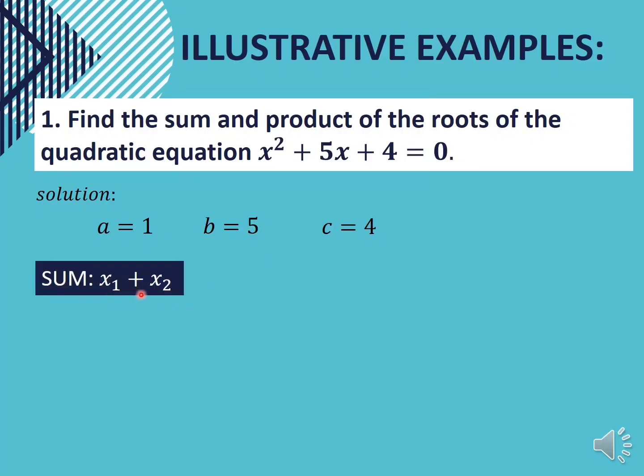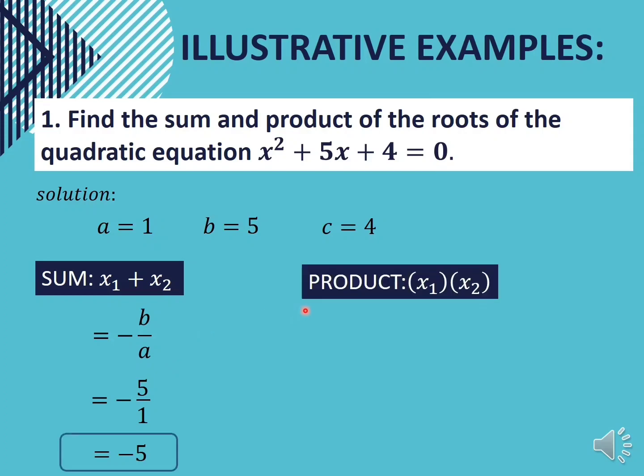Okay? Now, let us find the sum. The sum is equal to x sub 1 plus x sub 2, which has the formula of negative b over a. So, substitute lang natin. That is negative. What is b? We have 5. What is a? We have 1. So, negative 5 divided by 1, simplify lang natin, that is negative 5. So, therefore, the sum is equal to negative 5. How about the product? The product is x sub 1 times x sub 2, which has a formula of c over a. What is c? 4. What is a? We have 1. Now, 4 divided by 1, that is 4. Therefore, the product of the roots is equal to 4. Okay? So, madali lang, diba?